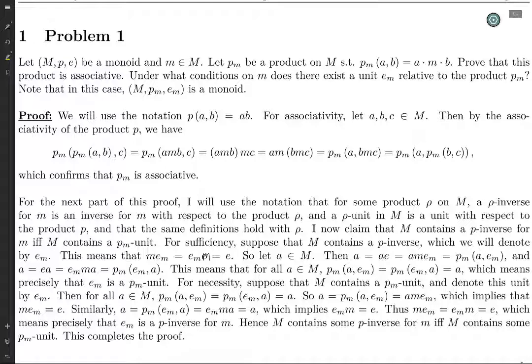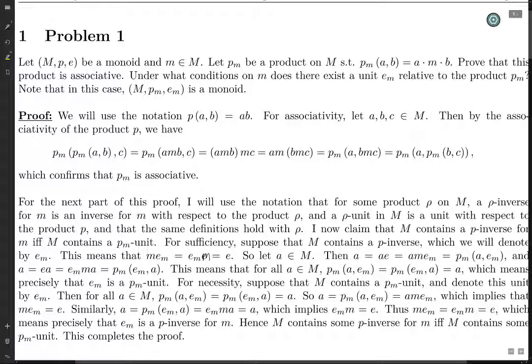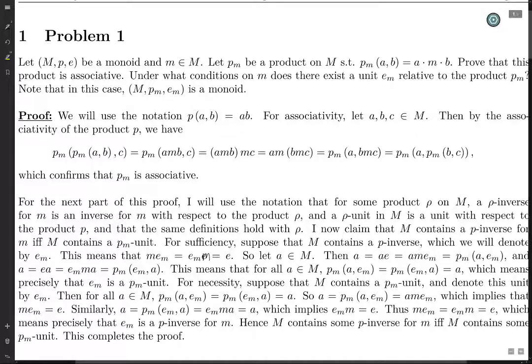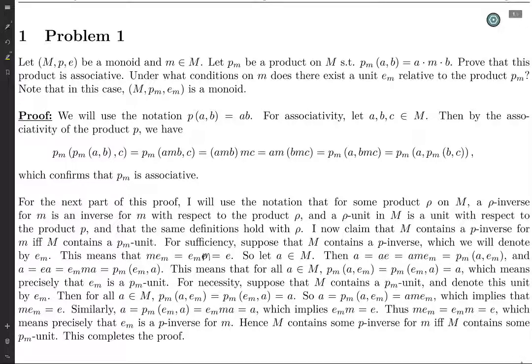You have A equals EA equals EMMA equals PM EMA, and so A equals PM EMA. So that means precisely that EM is a PM unit. So now that takes care of that direction. And so now we go to necessity. So suppose that capital M does contain a PM unit, and again we're going to denote it by EM.